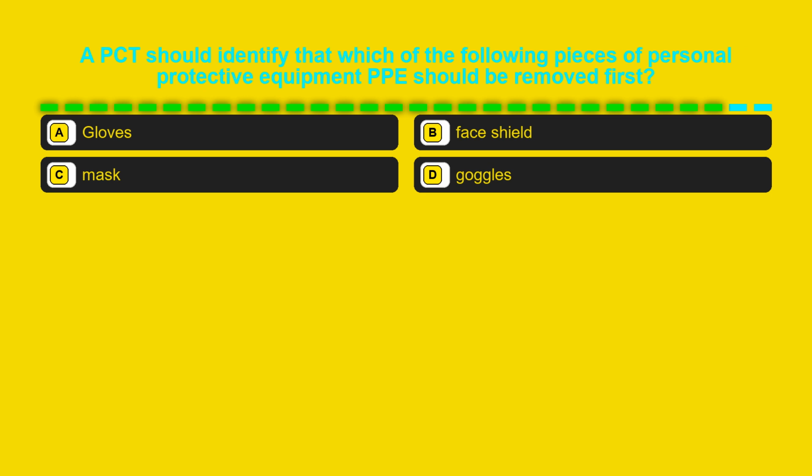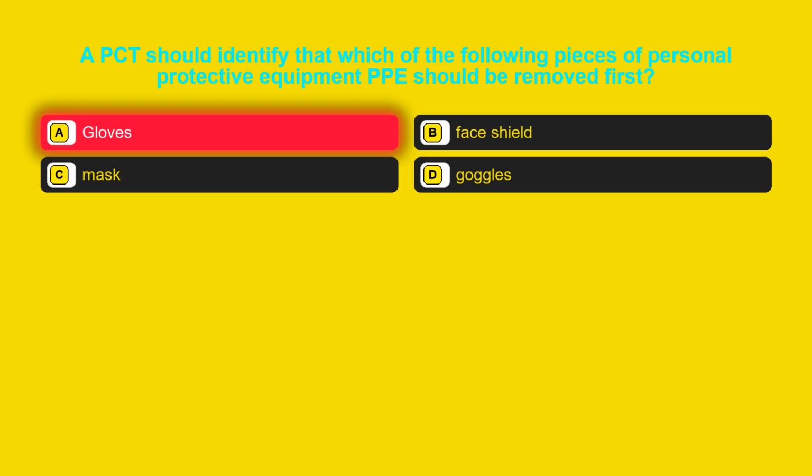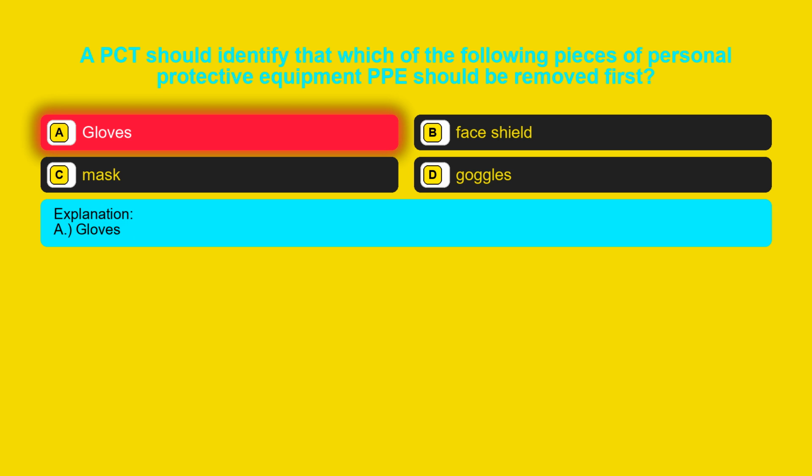Question 21. A PCT should identify that which of the following pieces of personal protective equipment (PPE) should be removed first? Option A. Gloves. Option B. Face shield. Option C. Mask. Option D. Goggles. The correct answer is option A. Gloves.